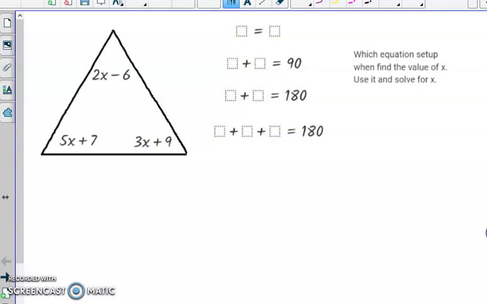So in this video, I'm going to present a series of problems, and I'm asking you to go through and decide which equation is the best equation for setting the problem up. And then we'll come back to the problems, and then we'll talk about the solving of the equations.